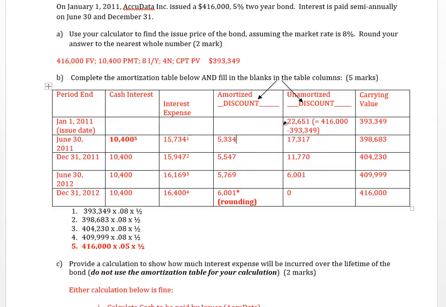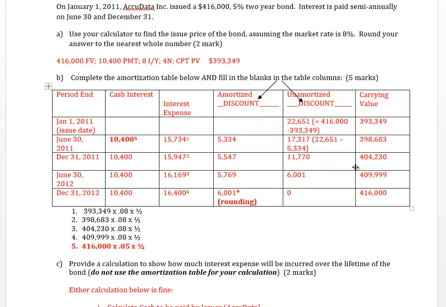So if we started off with unamortized discount of $22,651, and of that amount we amortized $5,334, the unamortized amount is going to be $17,317. So that would be the same as $22,651 minus what you've amortized of it, $5,334. And we do this all the way down, meaning that at December 31st, we'd pay out, based on our coupon rate of 5%, $10,400.